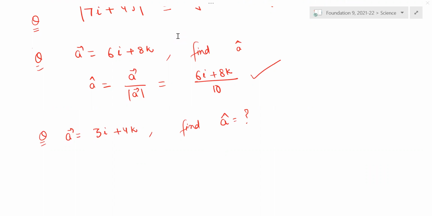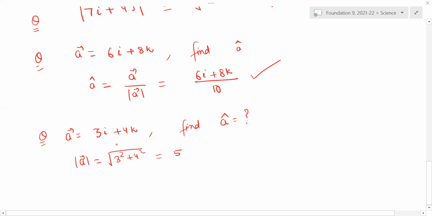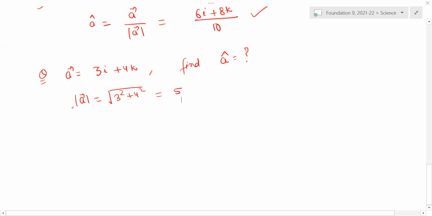And the fastest answer I received from Piyush, Pranav, Kavya, Aditya, Ananya, Tayyaba. Everyone is right except Tayyaba. You have tried well, but it is wrong, beta. So first we will try to find mod a. It is the square root of 3 square plus 4 square. If you know those calculations, you can directly say 5. Then a cap will be a vector upon mod a, which is nothing but 3i plus 4k upon 5. Straightforward, directly you can reply.